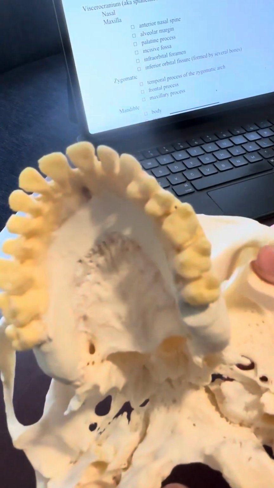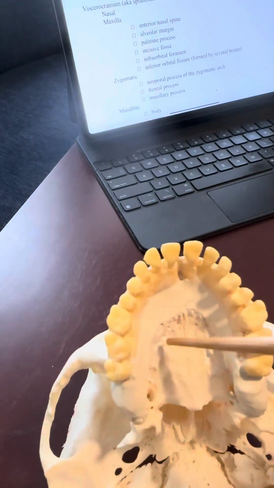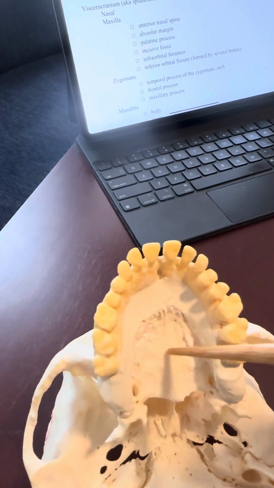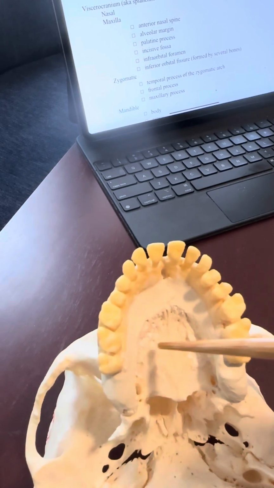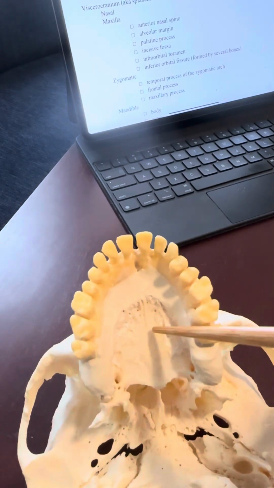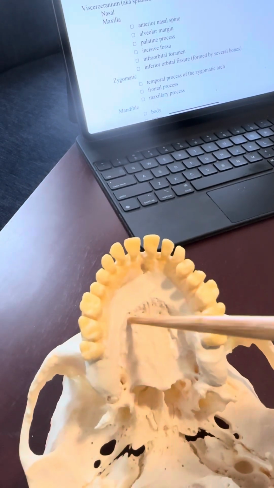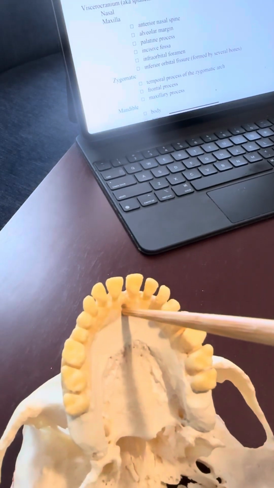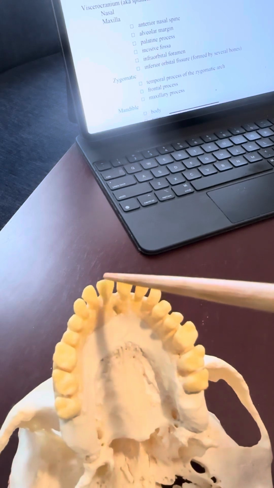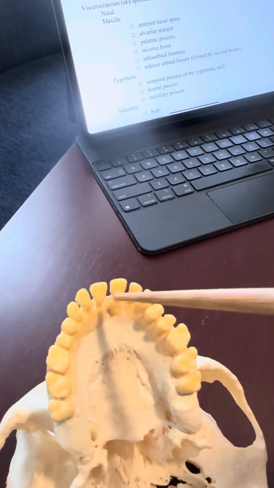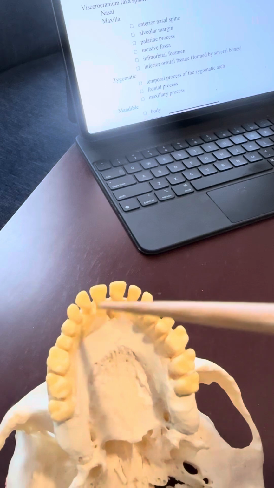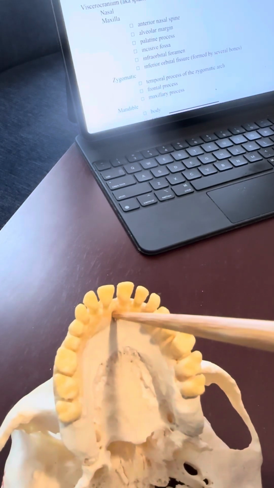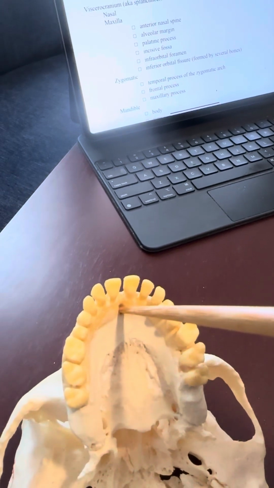On the maxilla, if we go in an inferior view, these two plates of bone are your palatine processes. We call the hard palate. That's your palatine process. And if we look on the palatine process, we will see an opening right there, behind these two teeth, right here in the front. Again, we see these are the incisors here. Right behind it, there's an opening. There's a hole right there. That's called the incisive fossa.